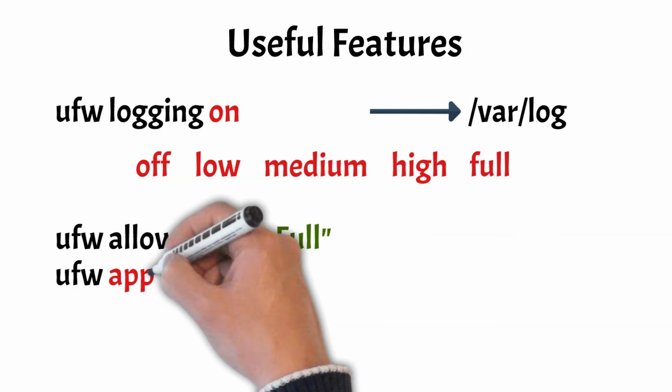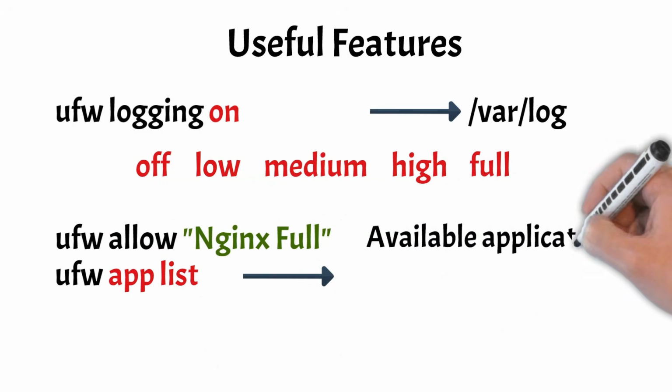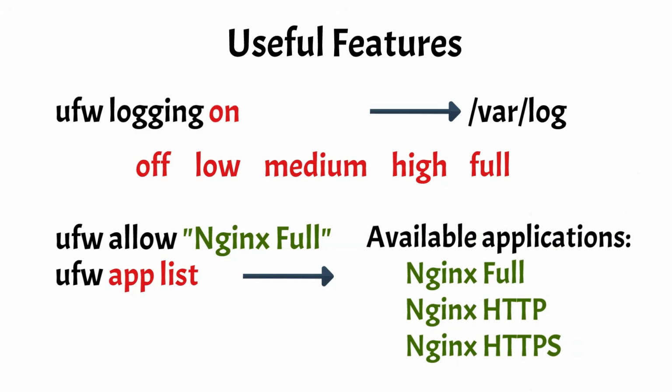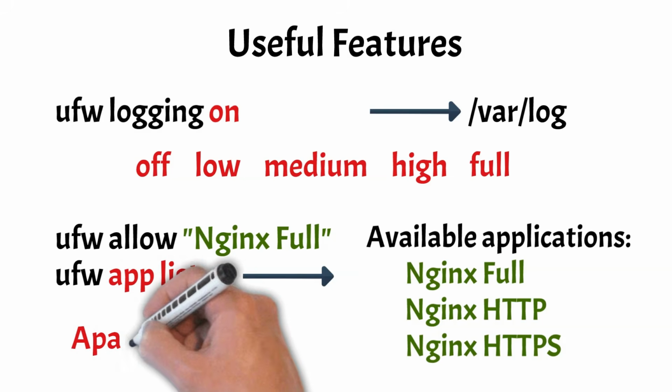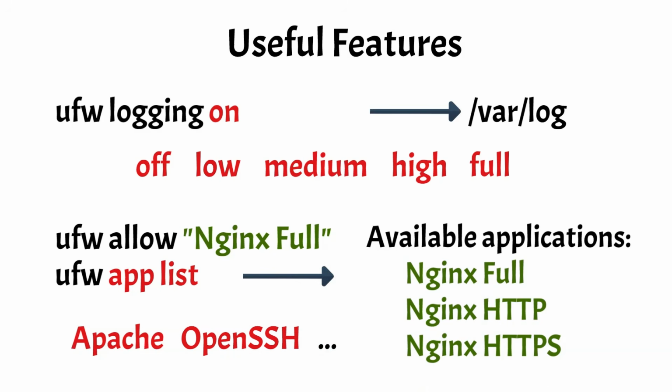After that, you can use the app list command to view all applications that are currently configured. In this example, you can see Nginx HTTP and HTTPS, as those are the default protocols used by this service. Similar profiles are commonly available for applications such as Apache or OpenSSH and others, helping streamline firewall management while reducing configuration mistakes, as you no longer need to set each port individually.